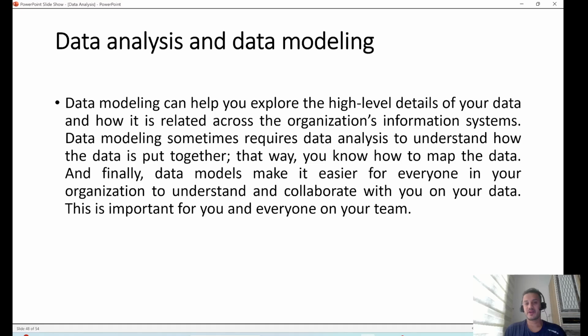So, data modeling and data analysis. Data modeling is so useful for data analysis because it shows you how the data is organized. What is the base? What is the top? How is the data organized? So useful.